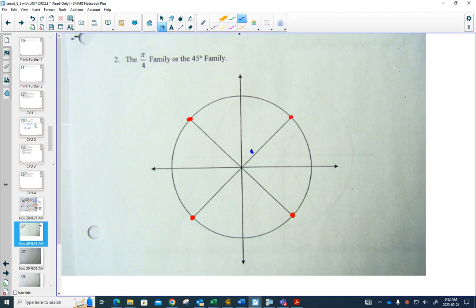And we know this is 45 degrees. And if the reference angle was 45, then this angle will be 180 minus 45. This one will be 180 plus 45. And 360 minus 45. We go to radians. And in radians, 45 degrees is pi over 4.